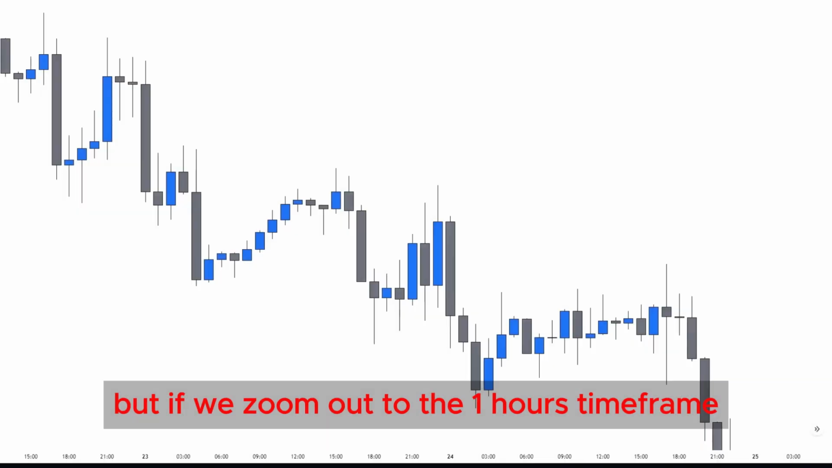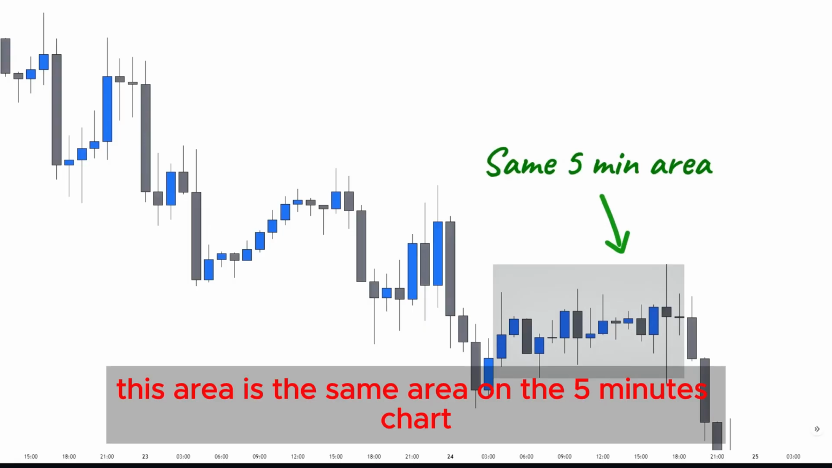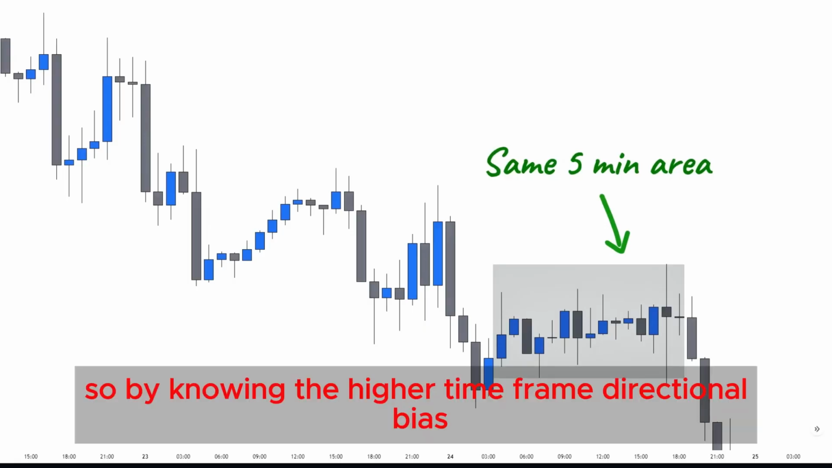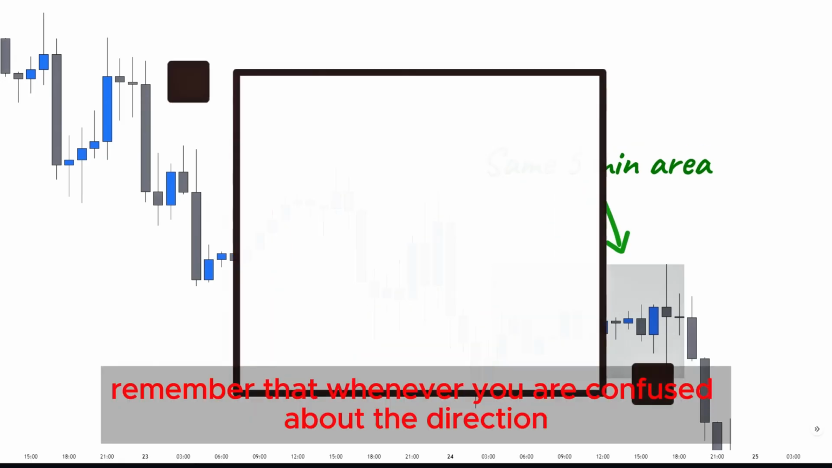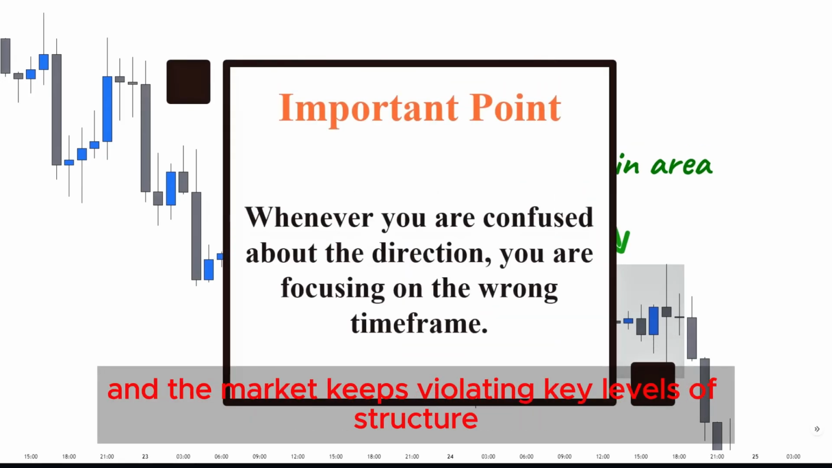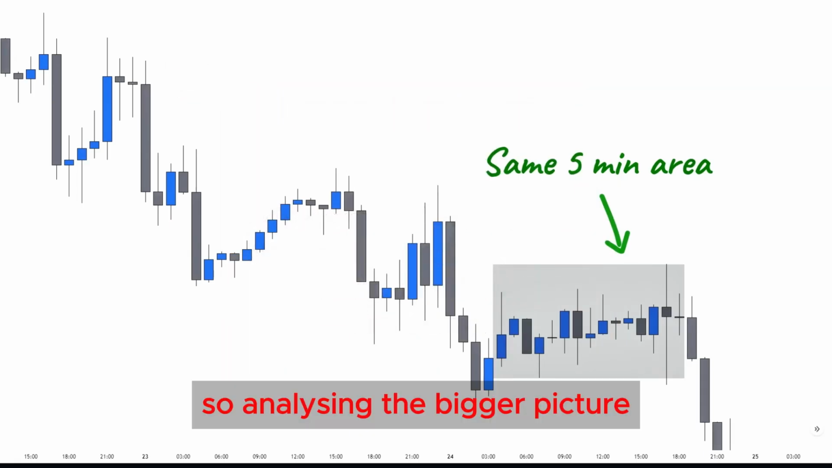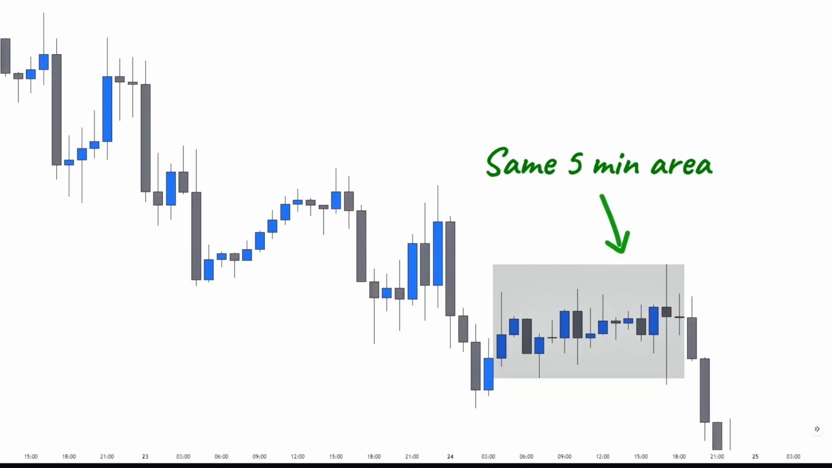But if we zoom out to the 1 hour time frame, you can quickly identify the market trend and the bearish pressure. This area is the same area on the 5 minutes chart we were previously observing. So by knowing the higher time frame directional bias, we can take short entries with confidence in the 5 minutes chart. Remember that whenever you are confused about the direction and the market keeps violating key levels of structure, you are focusing on the wrong time frame. So analyzing the bigger picture helps you to enhance your ability to take more precise and confident entries.